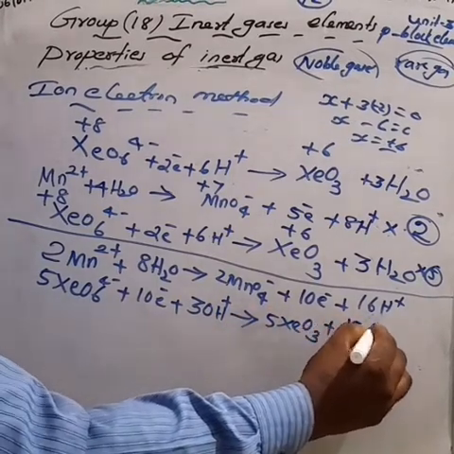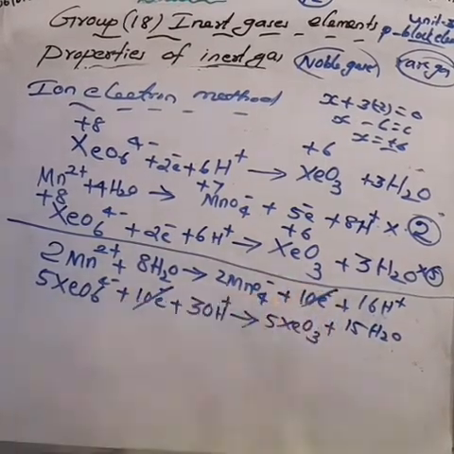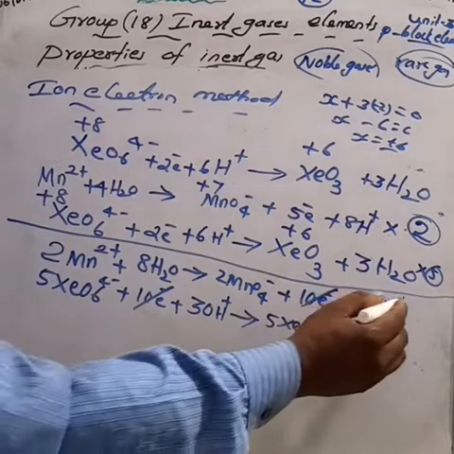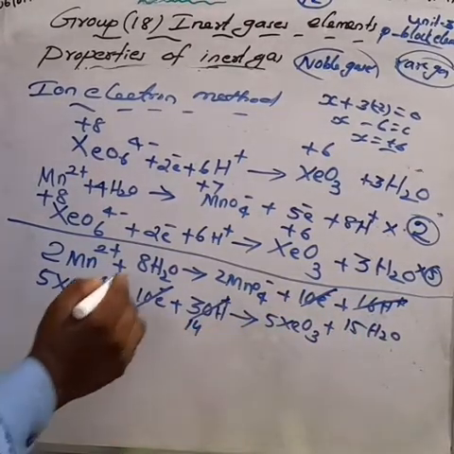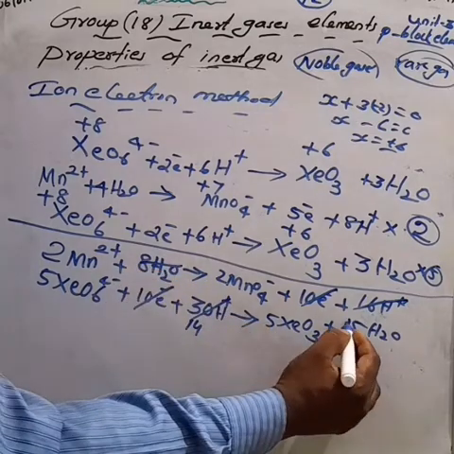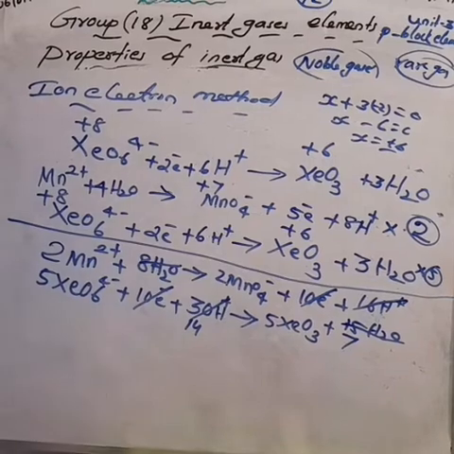So which are possible for cancelling? 10 electrons cancel. 16 H plus and 30 H plus ions cancel, remaining 14 H plus ions. Then about water, 8 H2O and 15 H2O cancel. I am writing here 7 H2O, the remaining balance is 7.